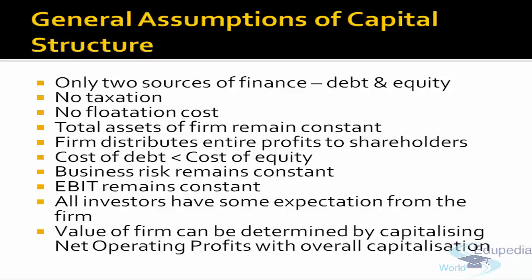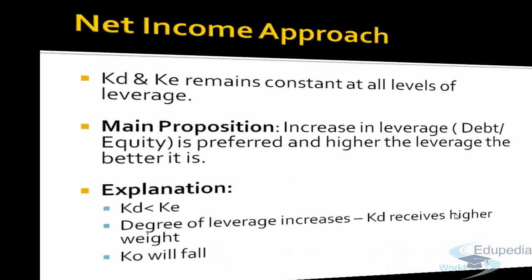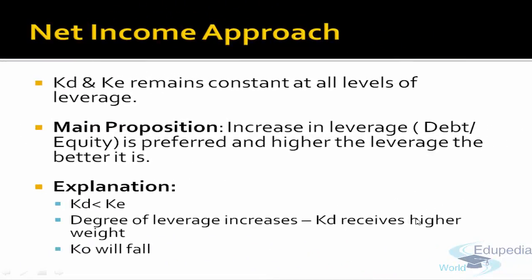So the expectation is equal to the earning available for equity shareholders. First we are going to discuss the net income approach. In the net income approach, there is one additional assumption that the cost of equity and the cost of debt remain constant irrespective of the level of leverage. So whatever is the debt equity ratio in the company, the cost of debt and cost of equity, or you can say the expectations of the debt holders and the equity holders, do not change.